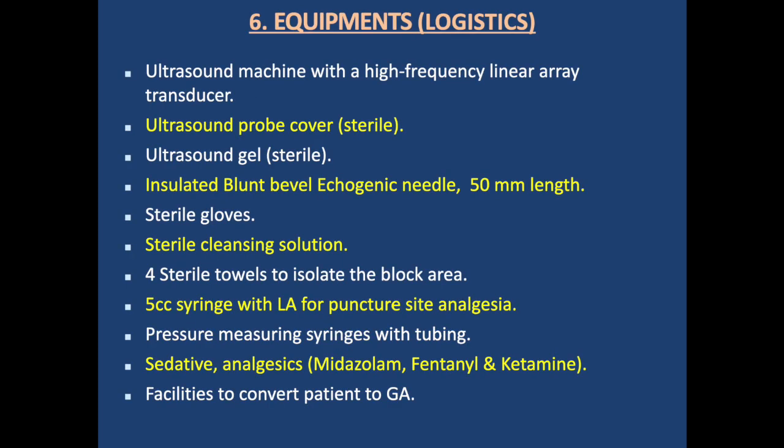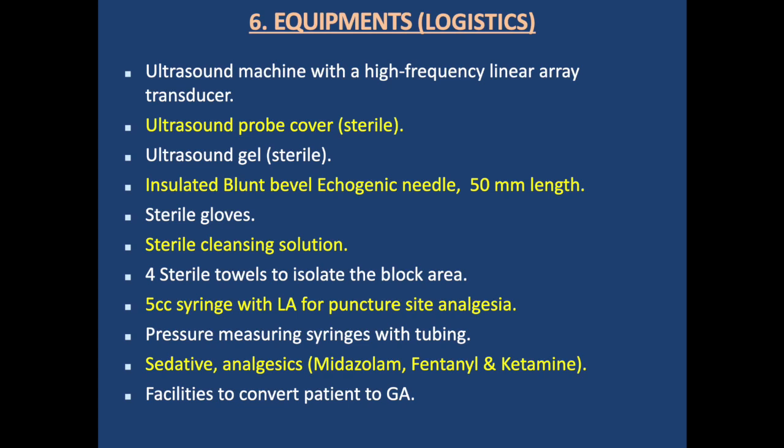Equipment required. Ultrasound machine with a high frequency linear array transducer is required. We use a 14 to 16 megahertz ultrasound probe with exam type nerve. We need an ultrasound probe cover, which should be sterile. We need ultrasound gel. Needles are insulated, blunt bevel, echogenic, and the length of needle should be 50 millimeter. We need sterile gloves, sterile cleansing solution. We need sterile towel to isolate the area. We need 5 cc syringes with local anesthetic for puncture site analgesia.